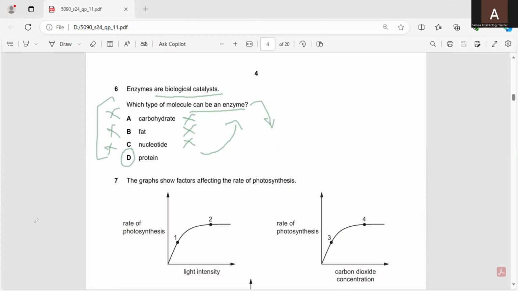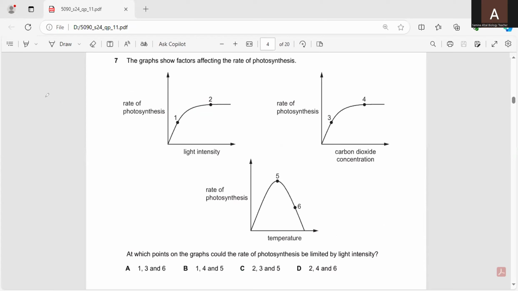Now, question number 7. The graph shows factors affecting the rate of photosynthesis. Three graphs are shown in the diagram: rate of photosynthesis against light intensity, carbon dioxide concentration, and temperature. So three parameters will limit the process of photosynthesis.